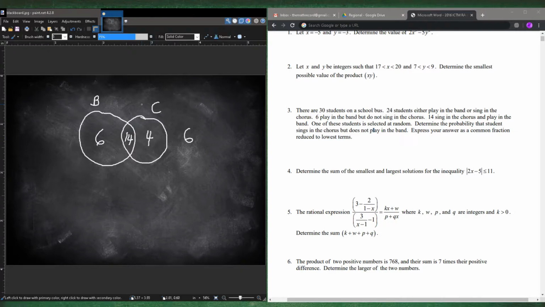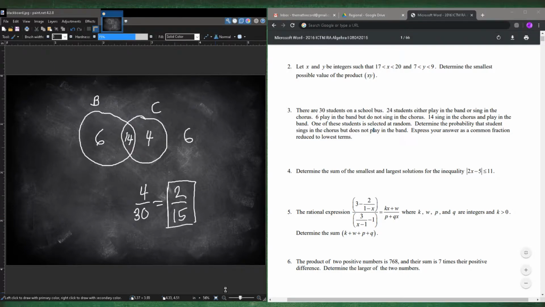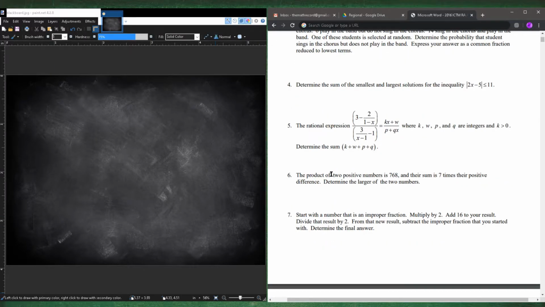So there's 4 here. So determine the probability that a student sings in chorus but does not play in band. So that's 4 out of the total, which is 30. And that simplifies to 2 out of 15. And that's your answer for number 3. Okay, let's move on to number 4.